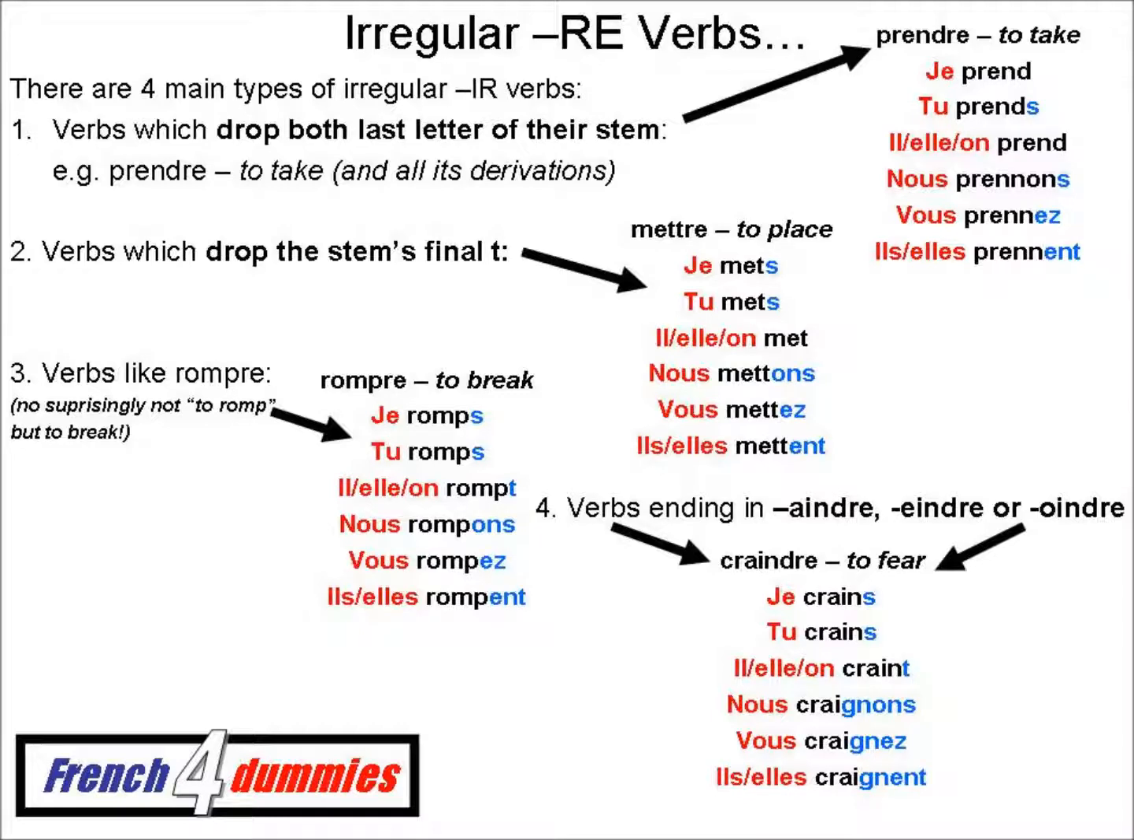Last, but by no means least, let's look at irregular RE verbs. There are 4 main types of these. Firstly, verbs which drop both last letters of their stem, such as prendre, to take. Verbs which drop the stem's final T, such as mettre, to place. Verbs like rompre, which surprisingly doesn't mean to romp in English, but to break. And verbs ending in eindre, aindre, or oindre, such as craindre, to fear.